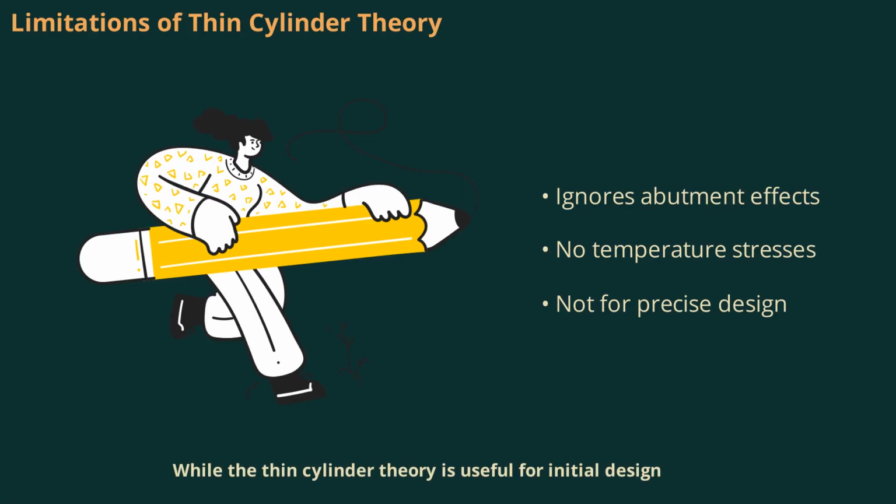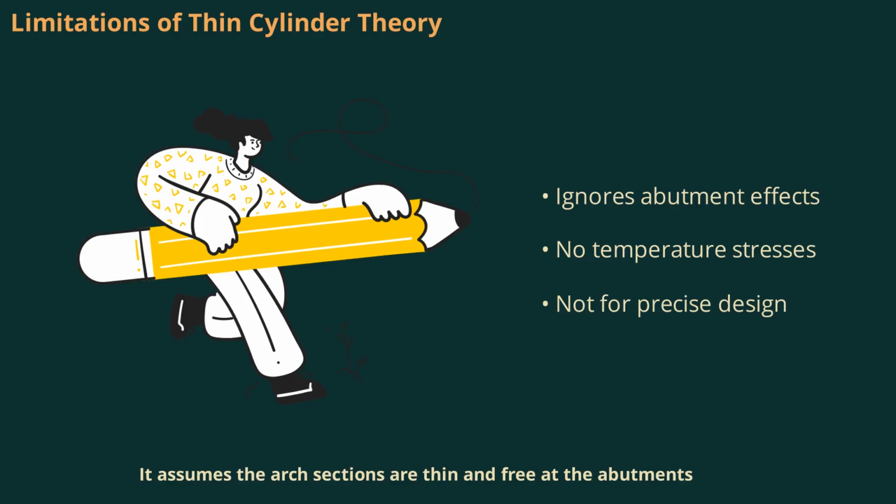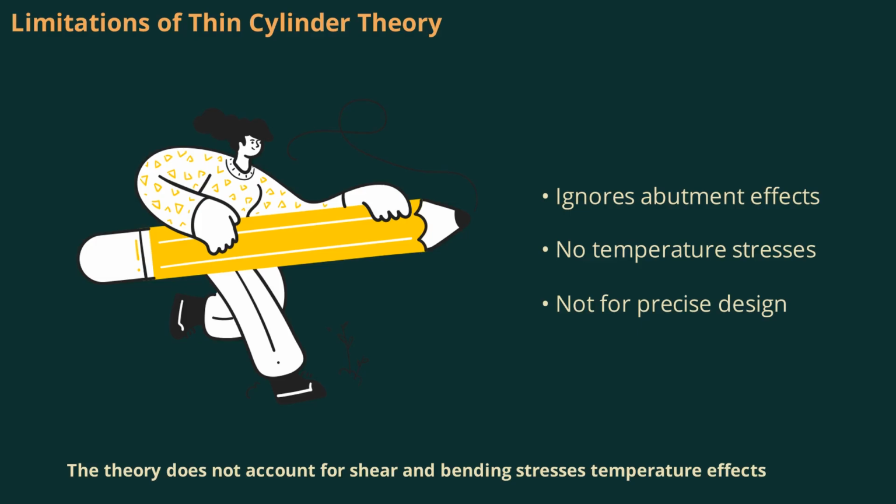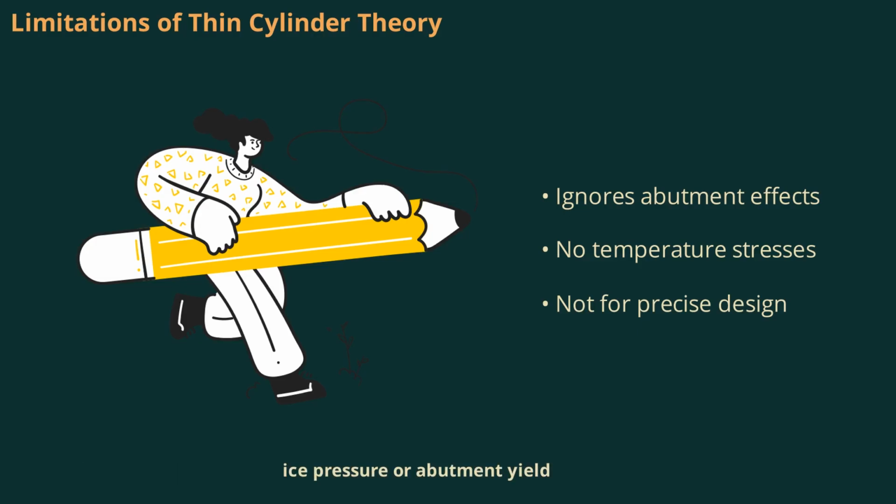While the thin cylinder theory is useful for initial design, it has several limitations. It assumes the arch sections are thin and free at the abutments, which is not the case in reality. The theory does not account for shear and bending stresses, temperature effects, ice pressure, or abutment yield. It also ignores the plastic flow and shrinkage of concrete. For precise design, more comprehensive methods like the elastic theory are necessary.